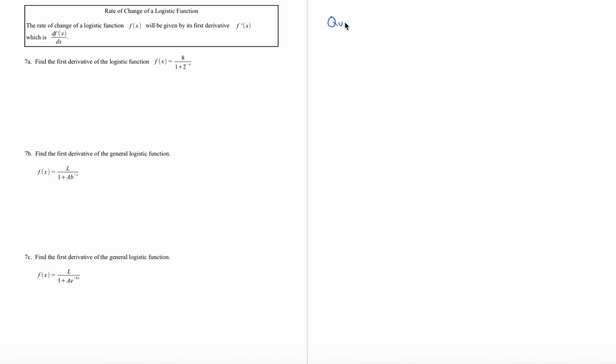One would be quotient rule. That's where we're trying to take the derivative of a fraction of functions, and we can do f prime g minus g prime f over g squared.